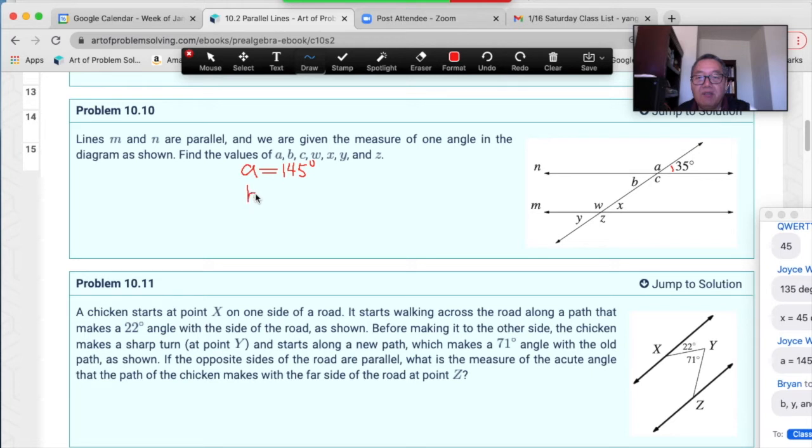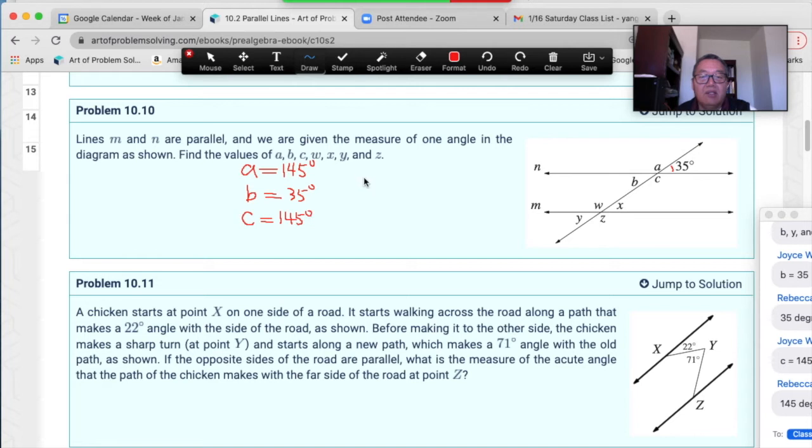Then everybody give me B. What does B equal? Yeah, Rebecca correct, Joyce correct. B is a vertical angle of 35 degrees. This should also equal 35 degrees. Okay, then now let's see C. What is the measure of C? Yeah, C equals A, that's 145 degrees.